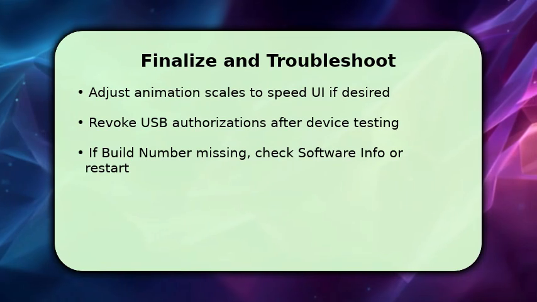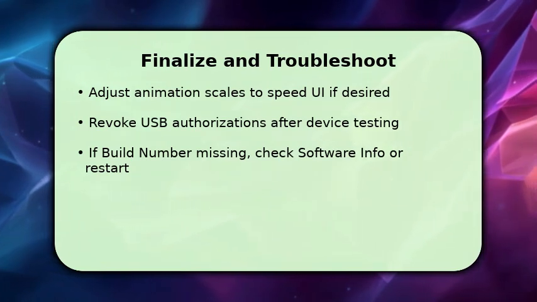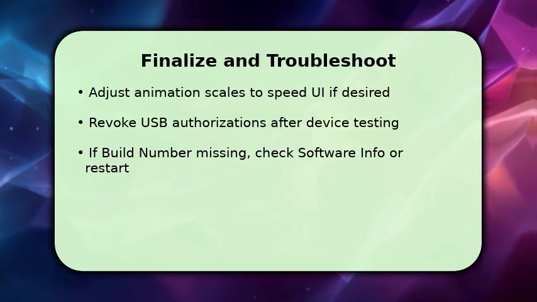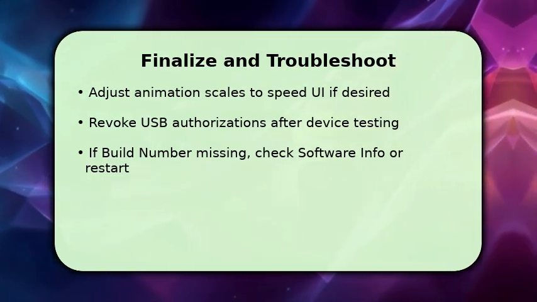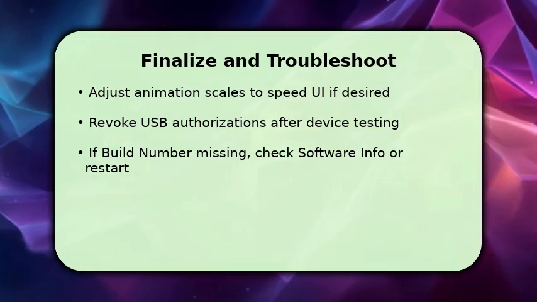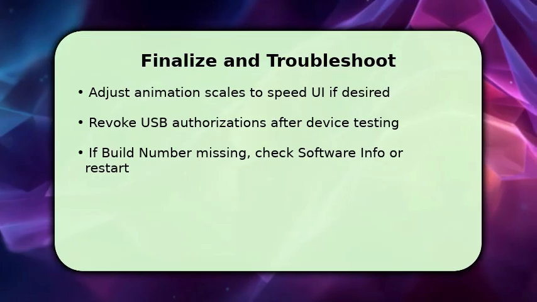Finish by configuring useful options. Set window, transition, and animator scale to 0.5x for snappier UI, and confirm USB debugging prompts when you connect to a computer. When finished testing, revoke USB debugging authorizations to keep the device secure.